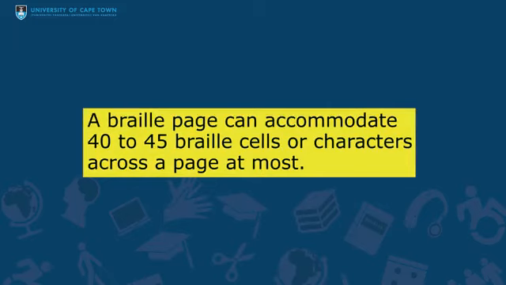What does that mean? A Braille page can accommodate 40 to 45 Braille cells or characters across a page at most. Each of these columns will take up about 4 spaces or characters. That means the table in the example is too big to fit on a page for blind learners. And the faces and colors might blur for the low vision child.